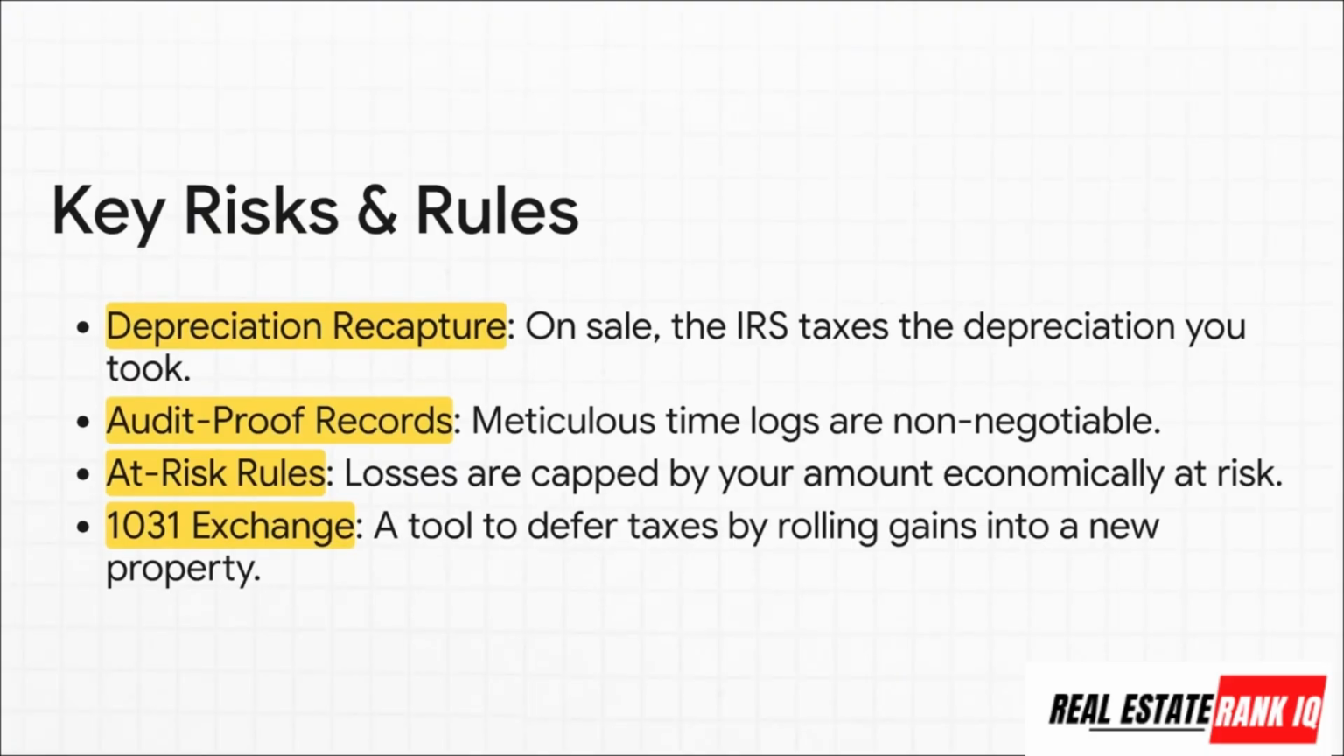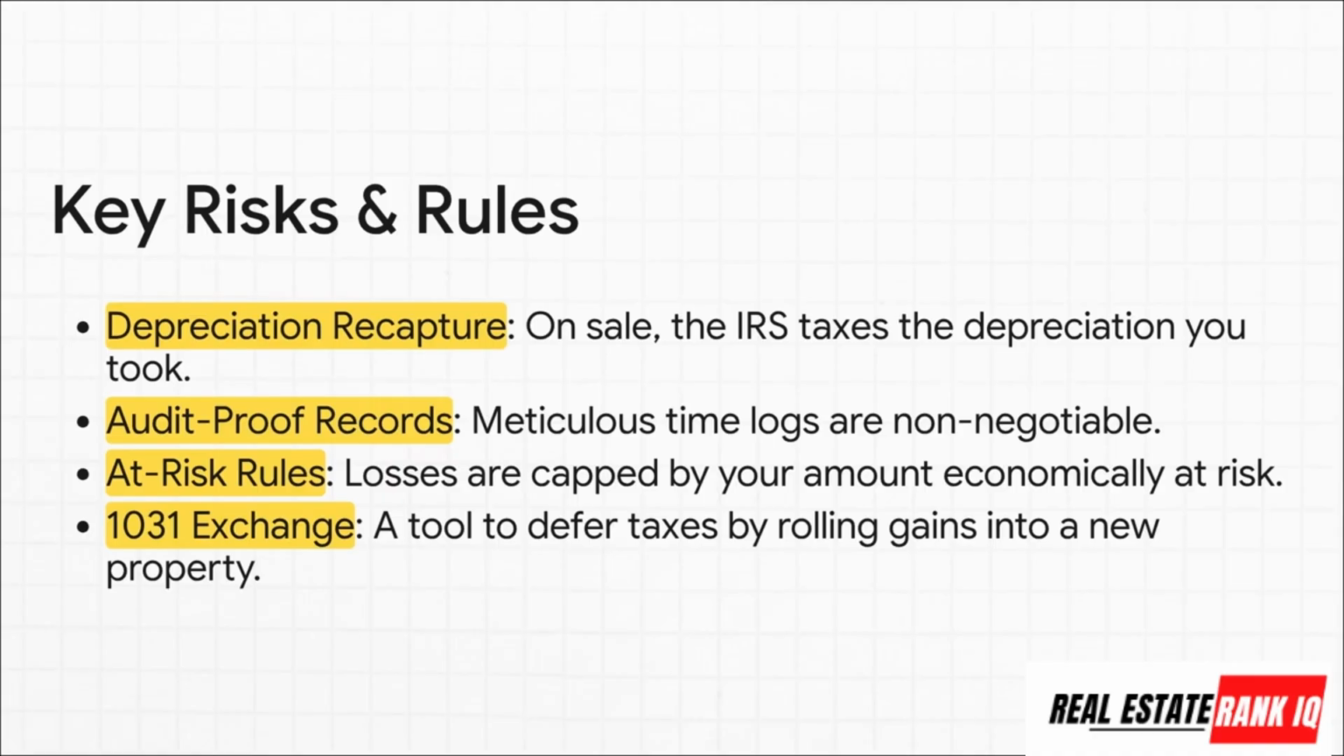First up, depreciation recapture. This is a big one. When you sell the property, the IRS basically says, hey, remember all those tax deductions we gave you for depreciation? We want to tax that now. You have to plan for it. Second, your records have to be audit-proof. Meticulous time logs, calendars, receipts prove your material participation. Third, there are at-risk rules and basis limitations. Basically, you can't deduct more in losses than you have economically at risk in the deal.